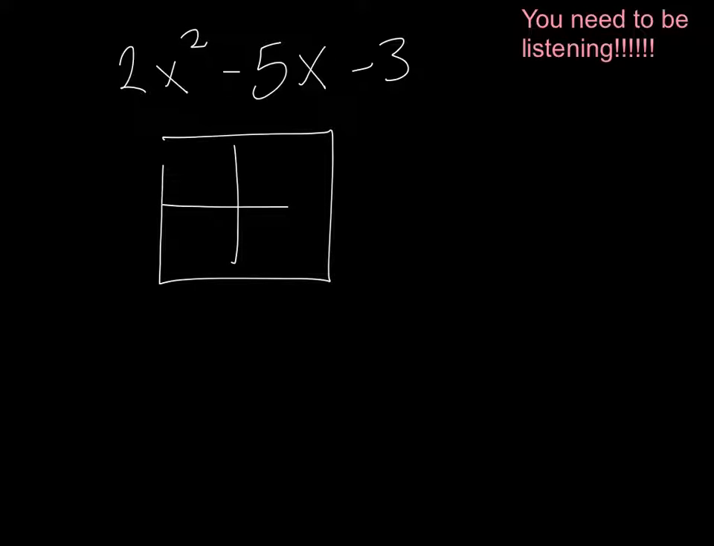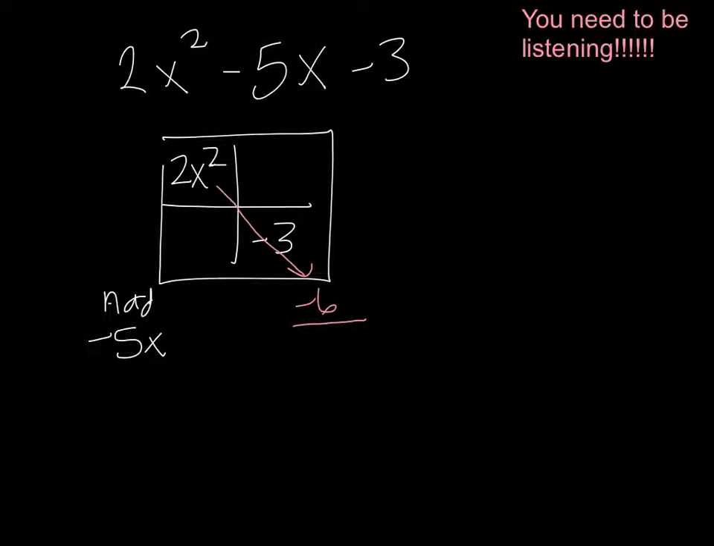In my first box goes my 2x squared, and in my last box goes negative 3. And you always are going to add to this middle term, so I'm going to write add to negative 5x. Remember from in class, we multiplied these two together and I get a negative 6. So now I'm looking for factors of negative 6 that multiply to negative 6 and add to get negative 5.